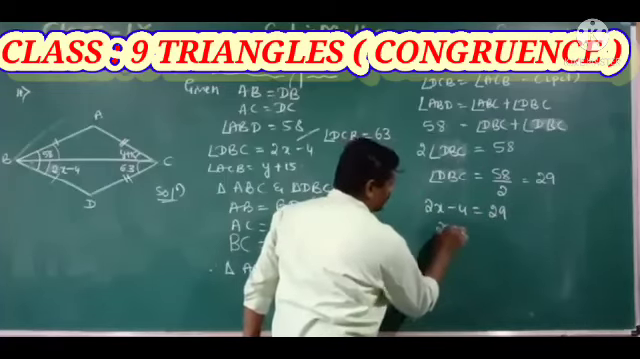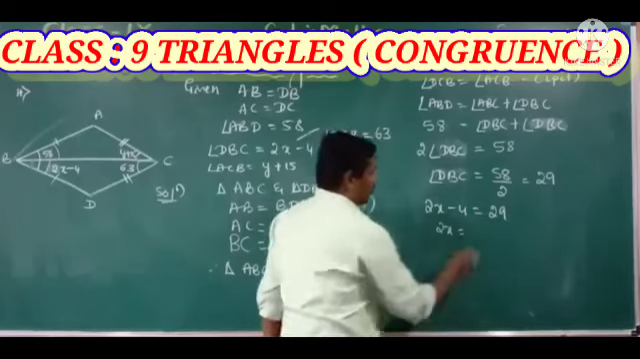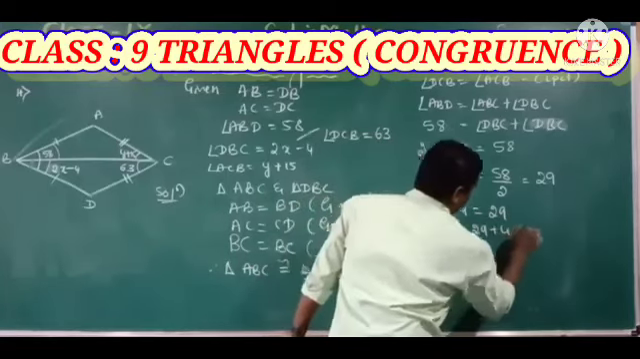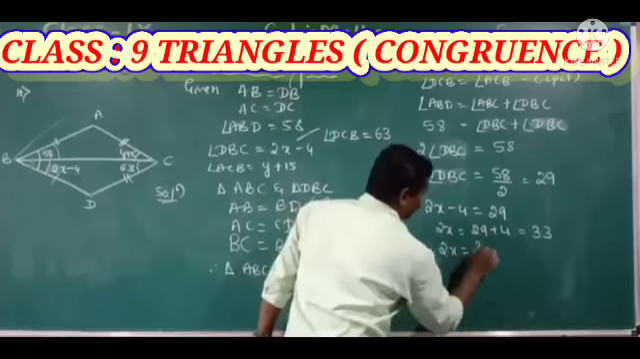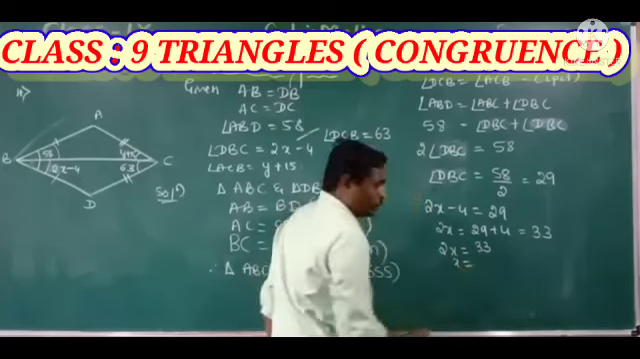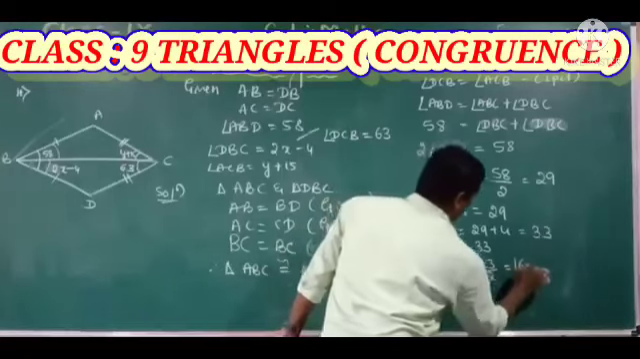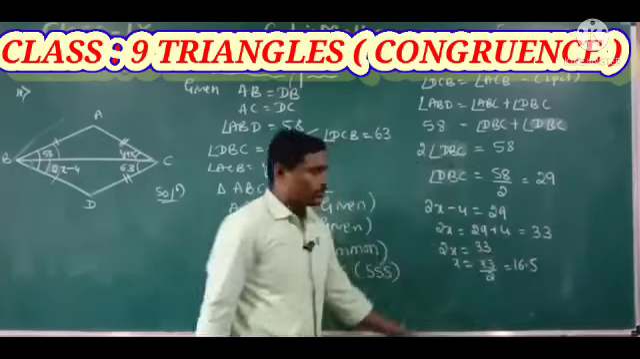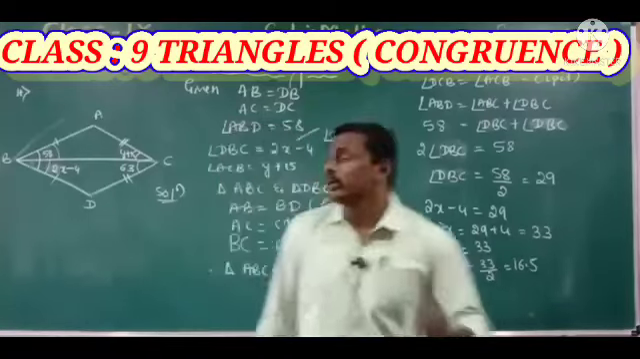Now 2x is equal to, take this minus 4 to the RHS side, it becomes plus 4. So 29 plus 4 is equal to 33. Now 2x is equal to 33 and x is equal to 33 divided by 2, that is equal to 16.5. Or you can also write it as the x value is 33 divided by 2.